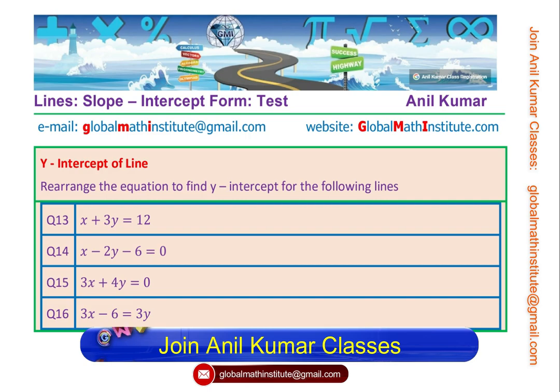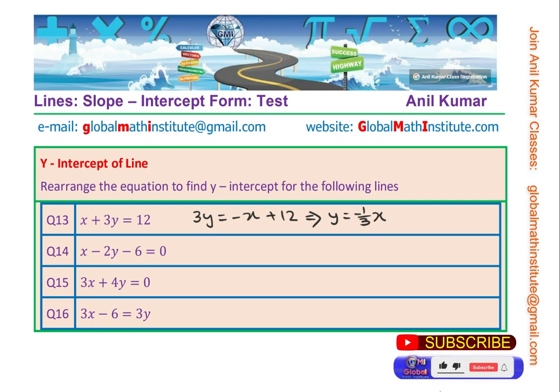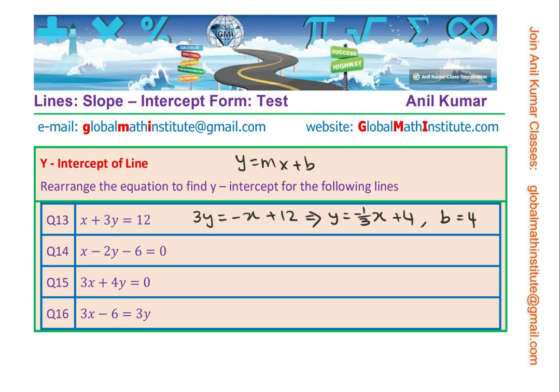So x plus 3y equals 12. So you can say 3y is equal to minus x plus 12. And that gives you that y is equal to minus 1 over 3 x, right? And 12 divided by 3 is 4. And so we have y-intercept, which is b, equals 4. So in this equation, y equals mx plus b, what we really need to find is the value of b, which is the y-intercept.